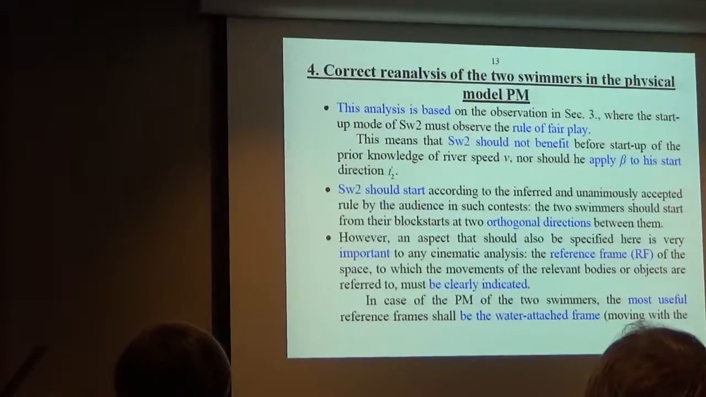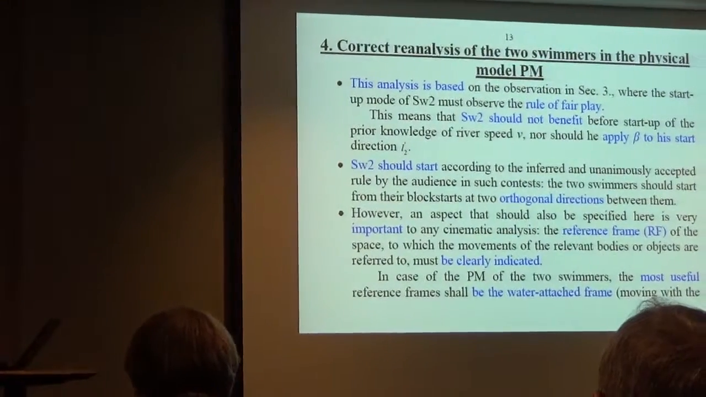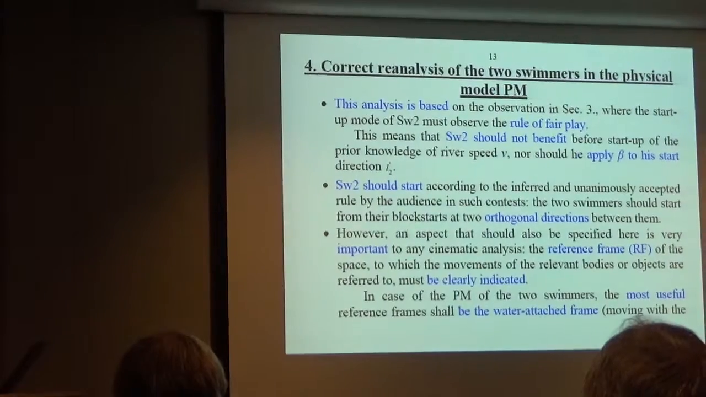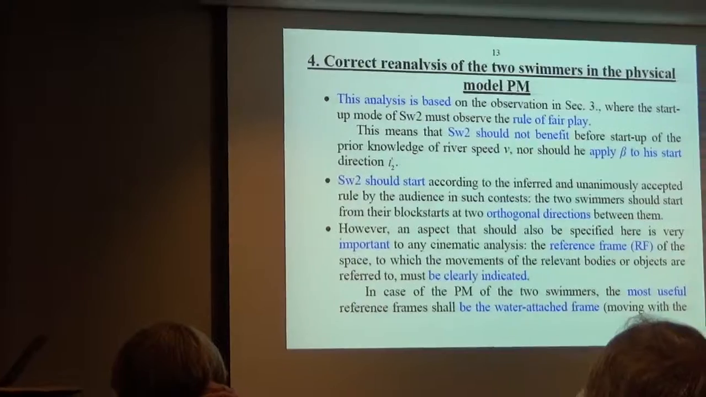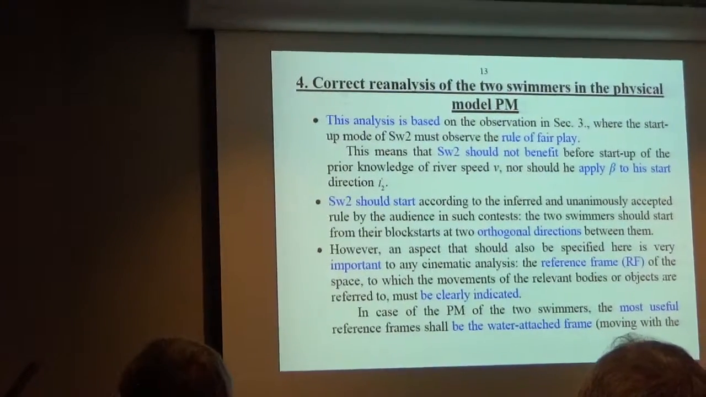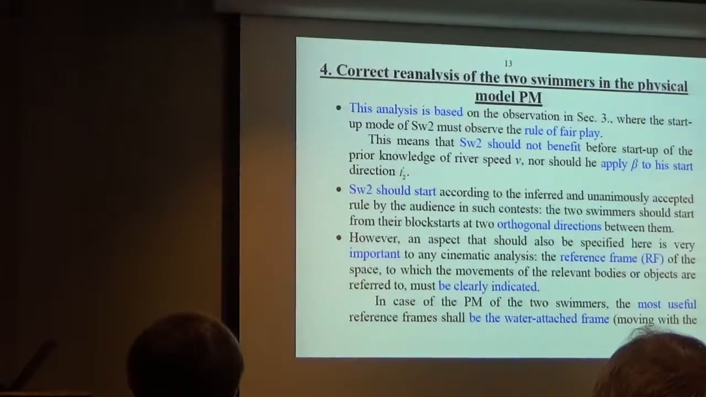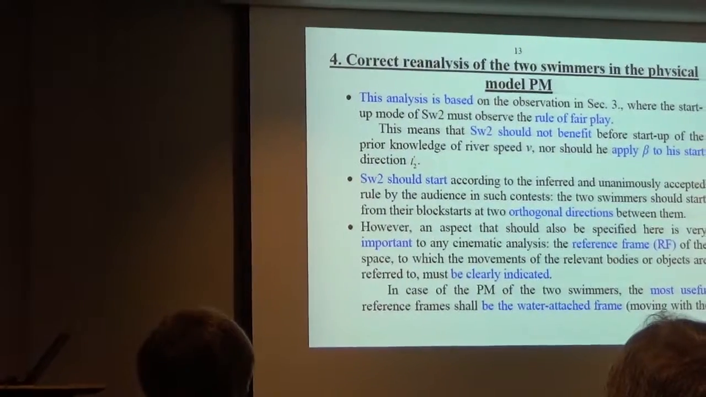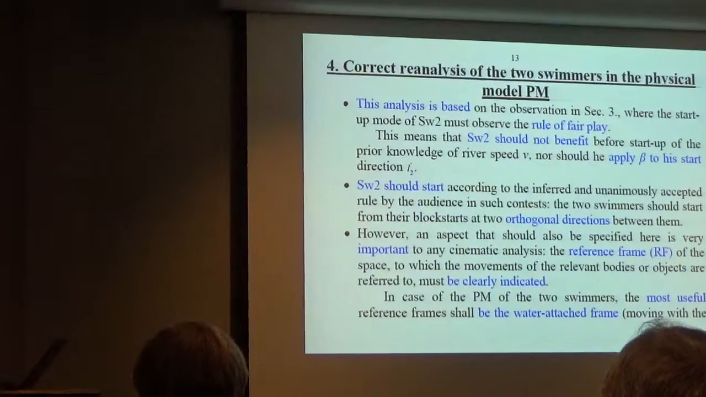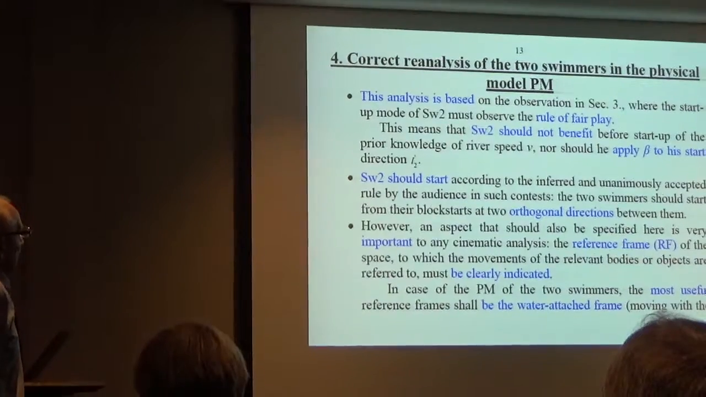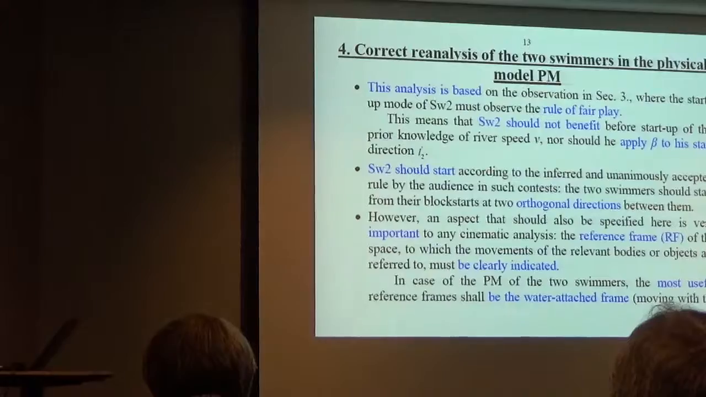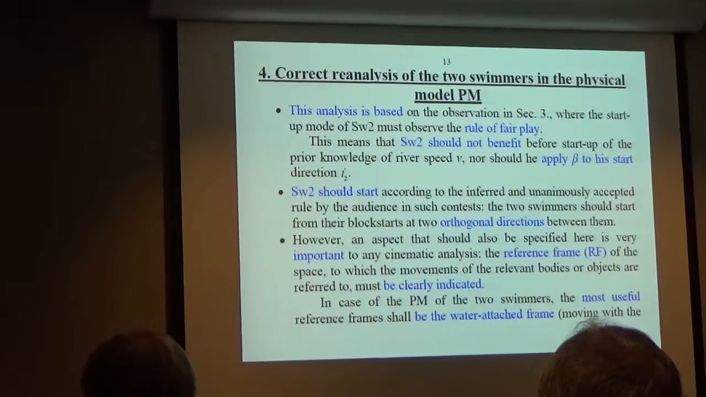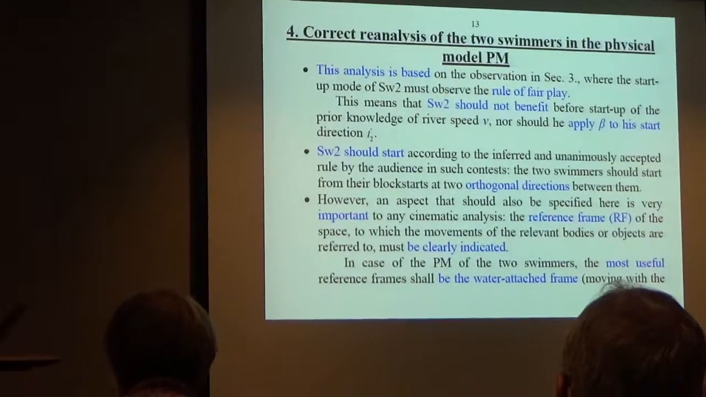Now, the correct reanalysis of the two swimmers in the physical model. This analysis is based on the observation from the previous section, where the start-up mode must observe the rule of fair play. This means that S2 should not benefit before startup from prior knowledge of the speed of the river, nor of the necessary inclination of the angle beta. They should start according to the unanimously accepted rule by the audience in such a context. The two swimmers should start from the starting block in two orthogonal directions between them.